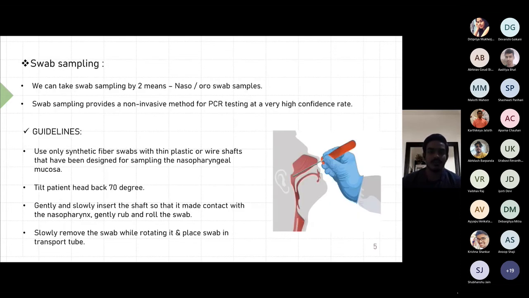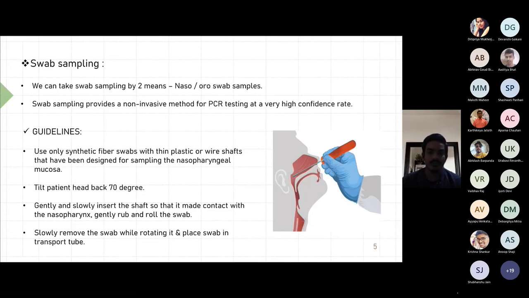Now we will discuss swab sampling. We can take swab samples by two routes, either the naso route or the oro route. Swab sampling provides a non-invasive method for PCR testing at a very high confidence rate. These are some guidelines for taking swab samples.